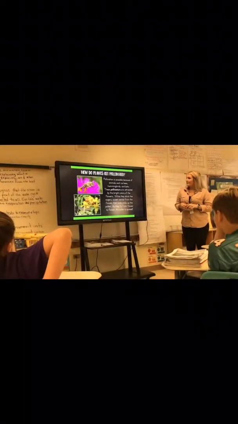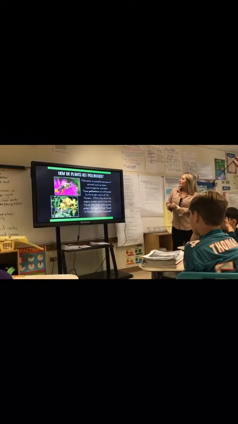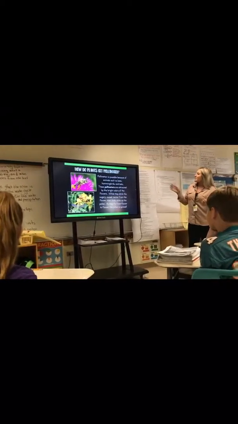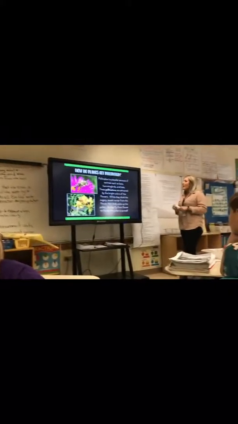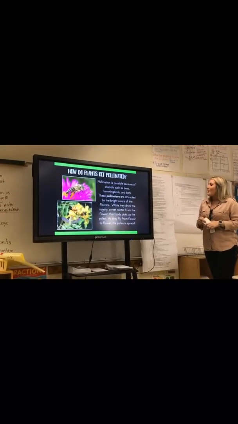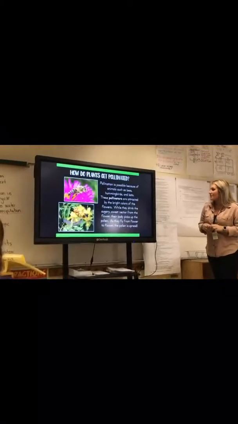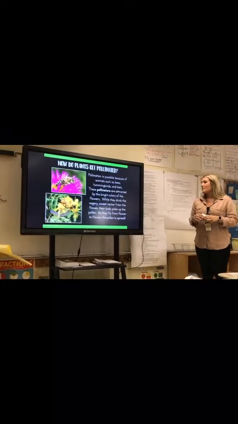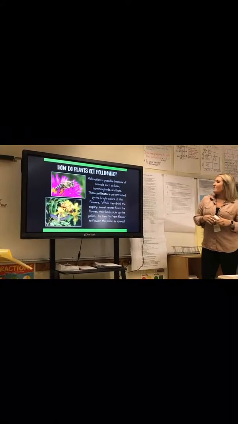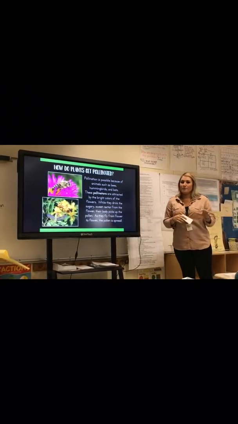Here we go. So how do plants get pollinated? Pollination is possible because of animals such as bees, hummingbirds, and bats. These pollinators are attracted by the bright colors of the flowers. While they drink the sugary sweet nectar from the flower, their body picks up the pollen. As they fly from flower to flower, the pollen is spread, which is pollination.